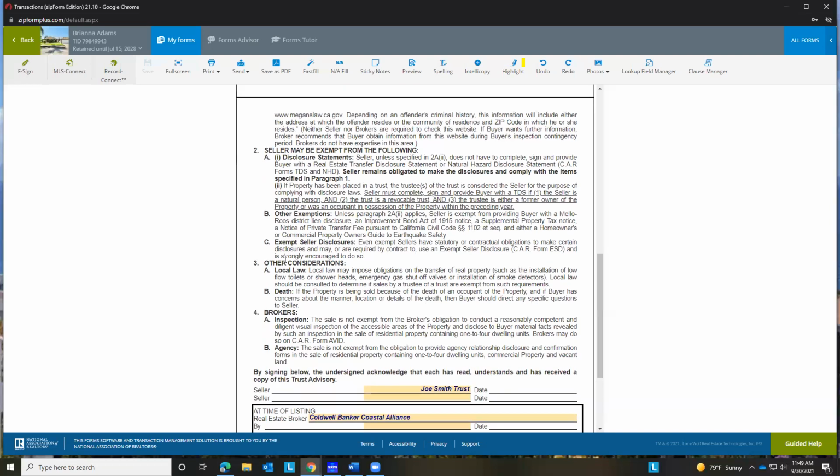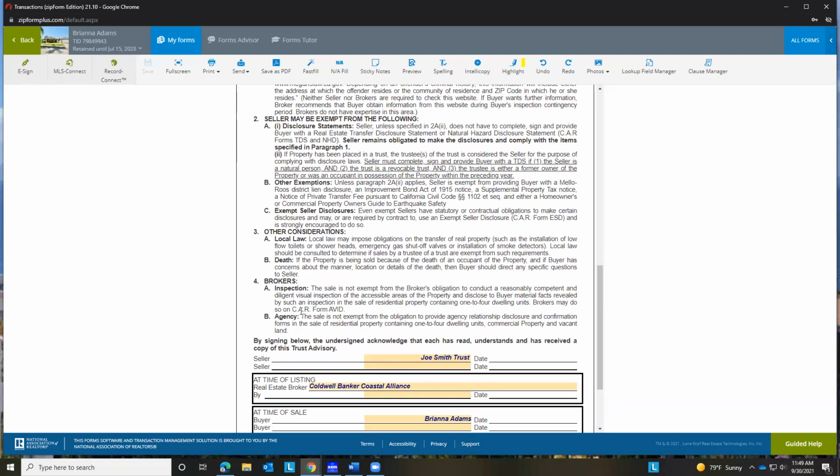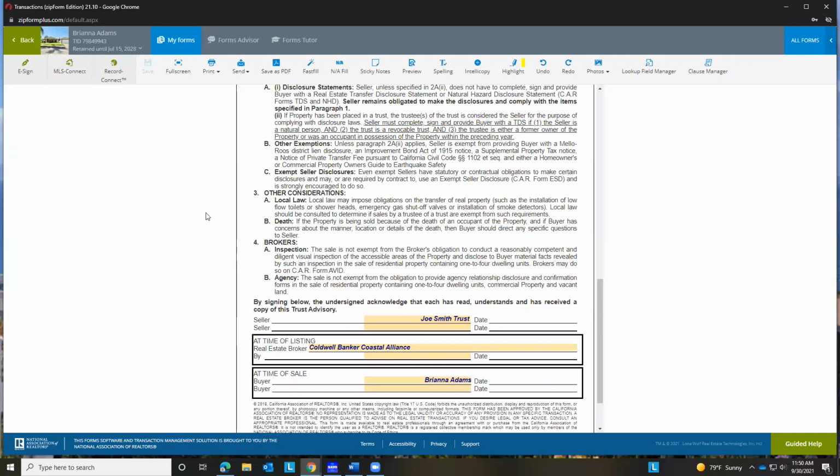Other consideration, the sale's not exempt from an AVID, probate and trust sales. You are not exempt from your AVID, and in fact, if the seller is not selling at a TDS or an SPQ, your AVID should be really good because it is really the only thing that is being passed on. Okay, the sellers sign it, the broker signs it, meaning the listing agent, and the buyer signs it.